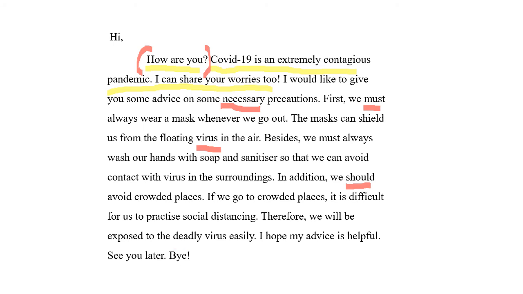Okay, now we have already discussed how to achieve different tones in our email. Lastly, we are going to talk about how to make our readers fully understand our point. Now look at our content here. First, we must always wear a mask whenever we go out. The mask can shield us from the floating virus in the air.